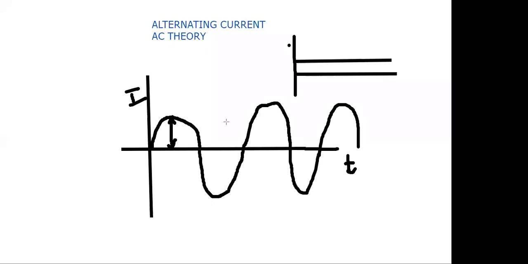So the current, because it is a sinusoidal current, will be equal to I naught sine omega t. This is not just W, this is omega t, where this omega is what we call the angular velocity. That's the change of angular displacement with respect to time.